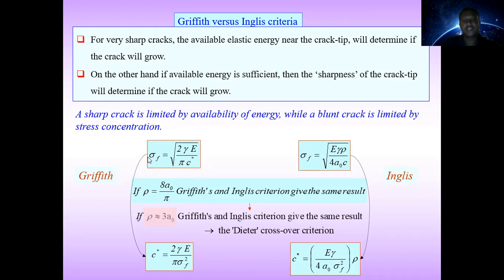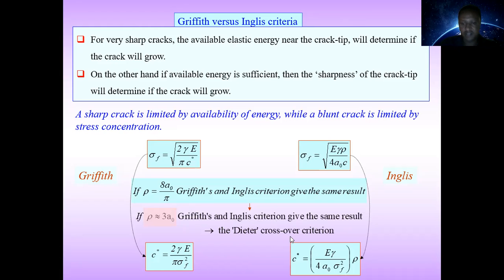So for that, according to Griffith, σ_f, the fracture stress, is equal to the radical of 2γE over π c critical. And here, σ_f according to Inglis is equal to E γ ρ over 4 a_0 c. If ρ is equal to 8a over π, Griffith and Inglis criteria give the same result. If γ is approximately equal to 3 times a_0, Griffith and Inglis criteria give the same result.